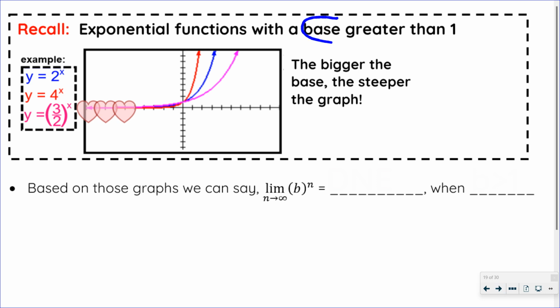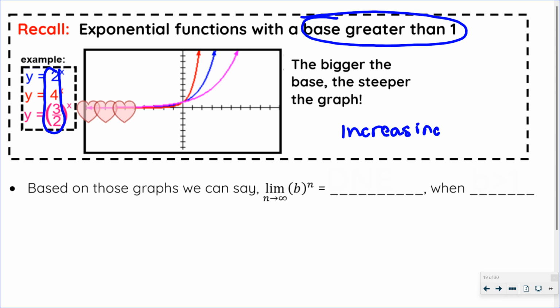The first one is where the base is greater than 1. You can see in all of these examples that I'm graphing, the base is greater than 1. The first thing I notice is that all of these are increasing functions. In fact, the bigger the base, the steeper the graph. Now, as I take my exponent x and make it infinitely big, as x approaches infinity, you can see that all of these functions are going towards infinity.